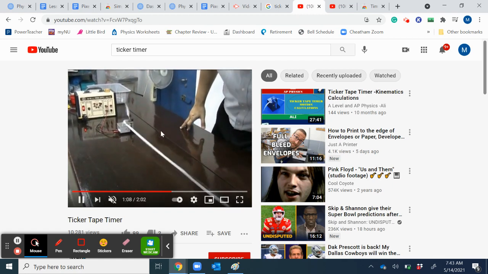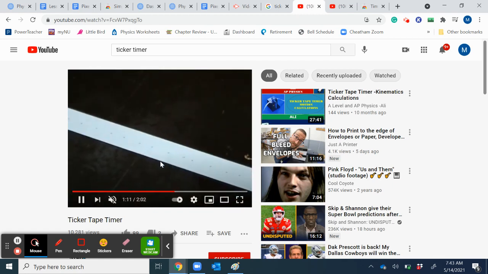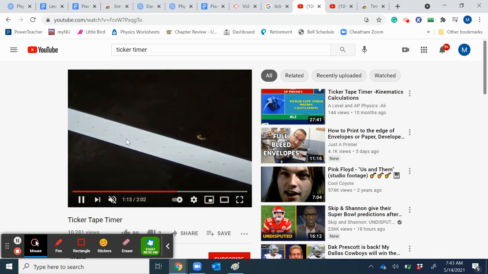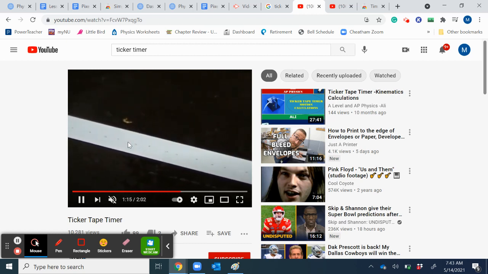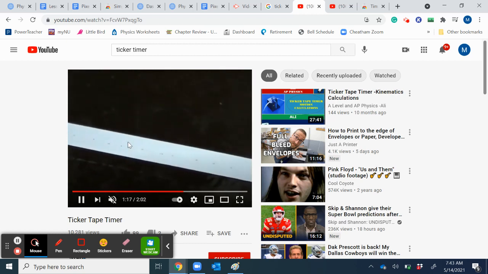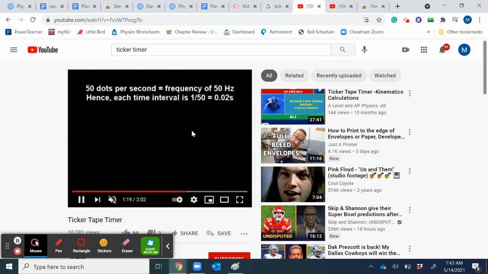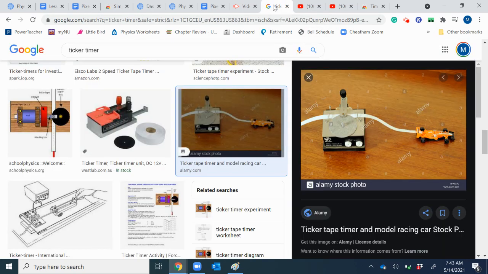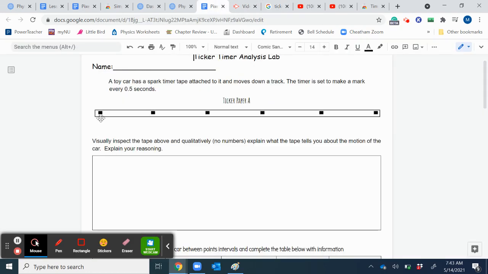So they drag it through. This tape is going to have a series of dots. Each one of those dots, the distance between the dots is how far the car has traveled in 1 second. Oh, this one's a little shorter, but yeah, in 1 second. For our ticker timer, this is the distance something has traveled every 0.5 seconds. This is the first dot, second dot, third dot, fourth dot, fifth dot, sixth dot.